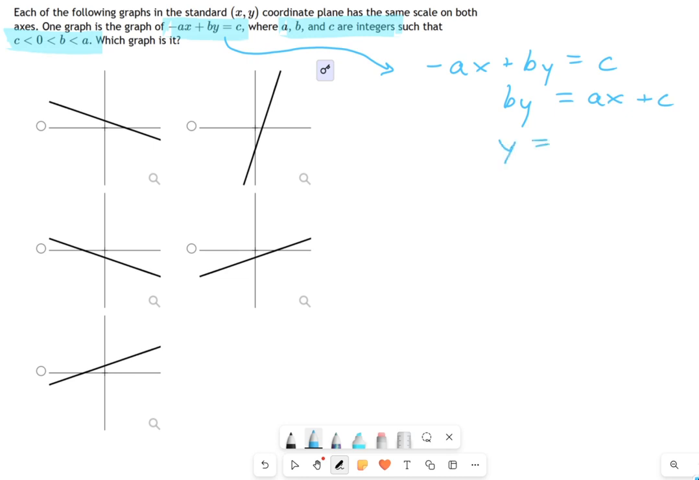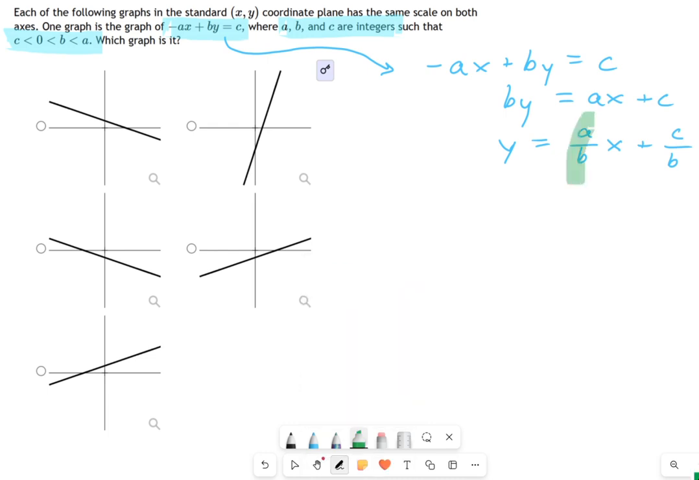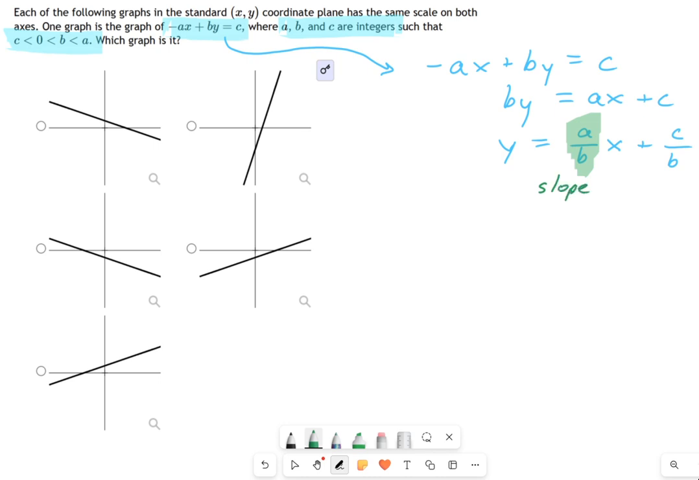And now look what I'm doing. Notice how I'm dividing each side by b. Well, why would I do these things? Notice how I have now phrased this equation. I've written this term right here as my slope. That's the slope of the equation.